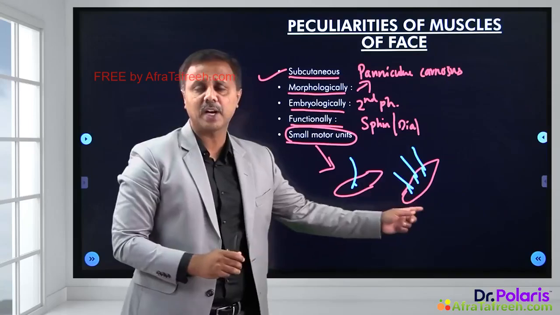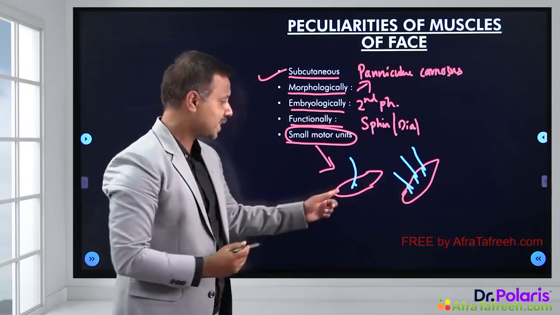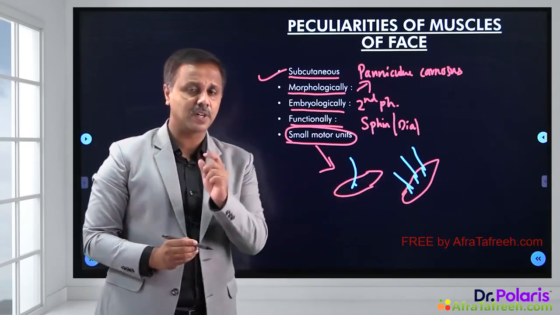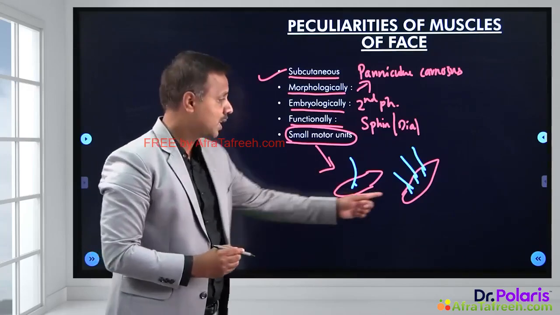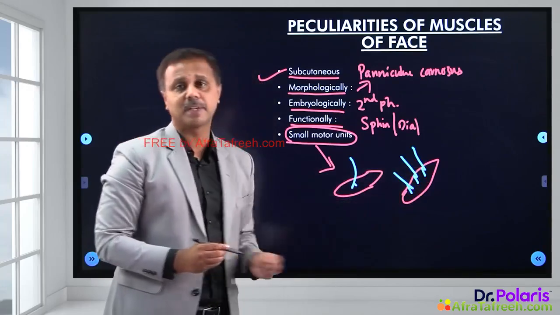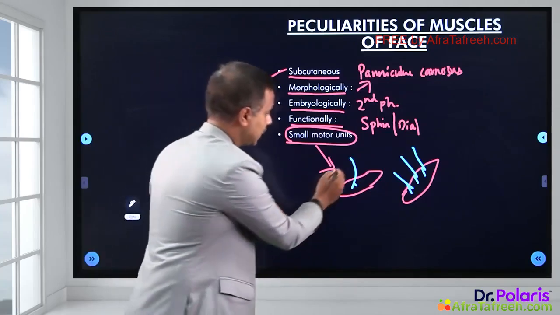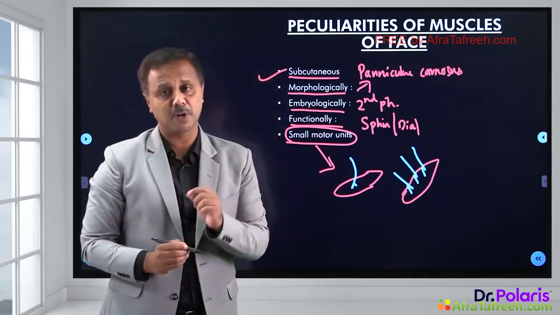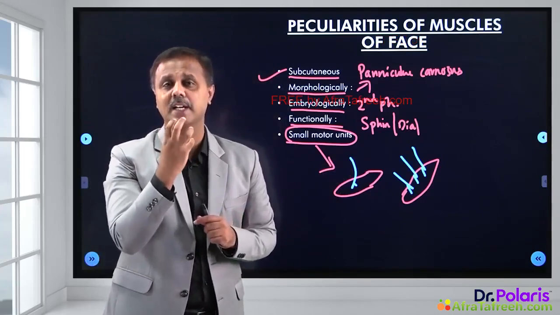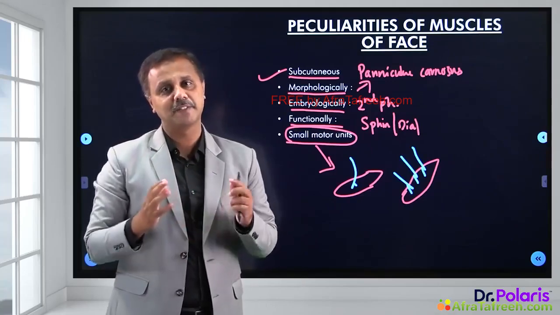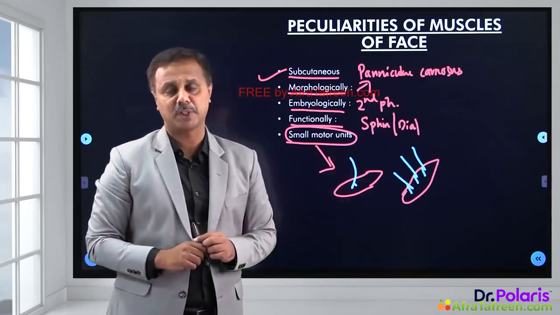Now, why do you need to have muscles with small motor units or large motor units? If a single muscle fiber has a single nerve controlling it, the precision of this muscle fiber will be much more compared to a muscle fiber being innervated by multiple nerves, right? So, the muscles of the face have small motor units because they need to produce precise movements which are essential for producing facial expression. That is why the muscles of the face have small motor units.